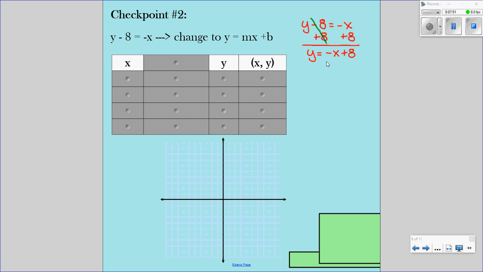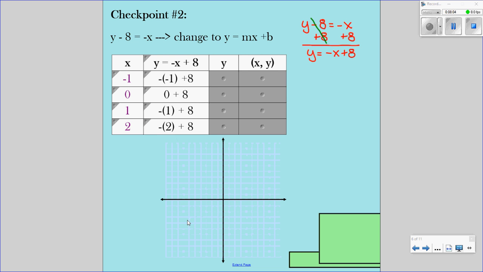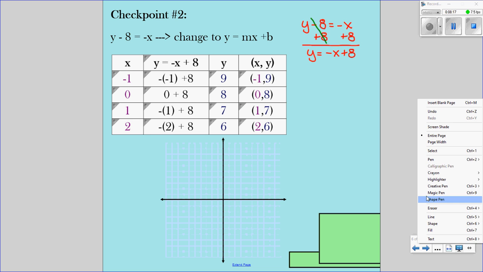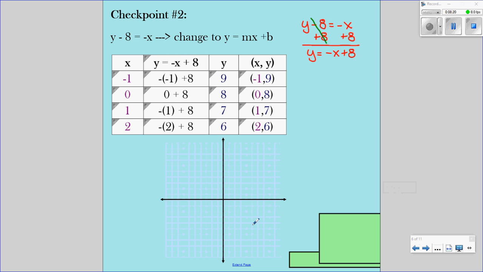Once you have it in this form, now you can choose your x, which I chose -1, 0, 1, and 2. I plugged it into wherever there's an x, I plug in my numbers that I chose. Found my y's by solving it. And then I turn it into the xy coordinates. These are my points that I'm going to plot on the graph. So I have -1, 9. I have 0, 8. I have 1, 7. And then I have 2, 6.